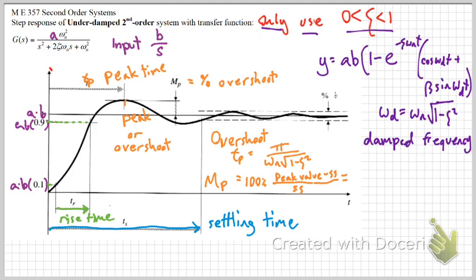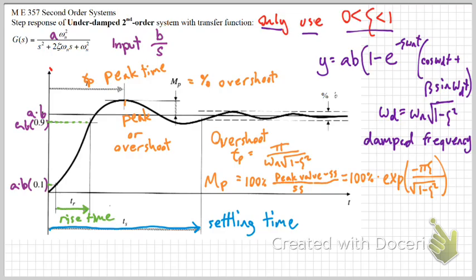Or if we want to predict it ahead of time based off of our transfer function, it will be 100% times e to the power of negative pi zeta over the square root of 1 minus zeta squared. So we are taking our equation and plugging in when time is equal to our peak time. That all looks good to me.